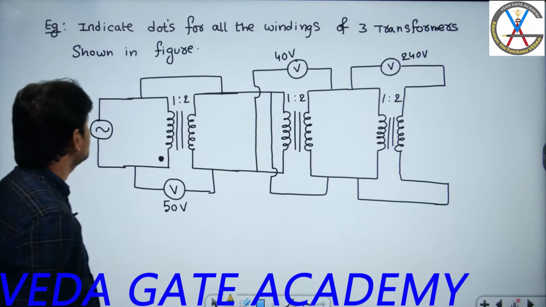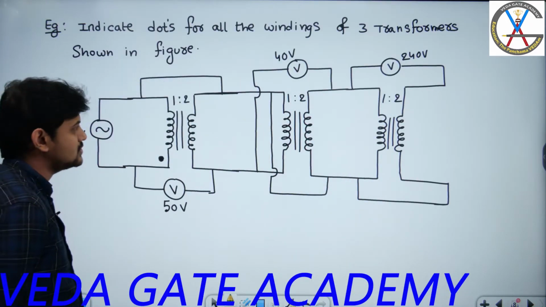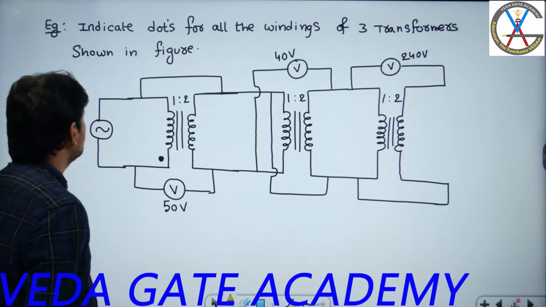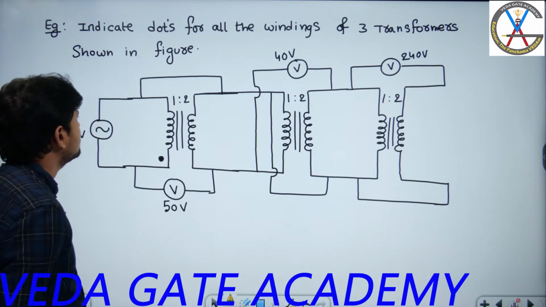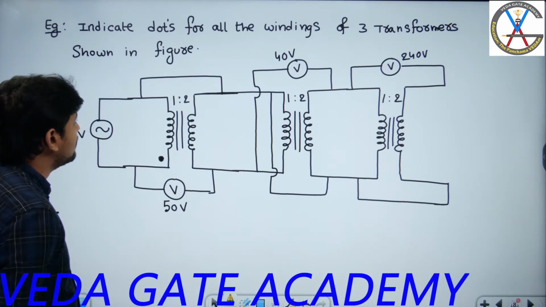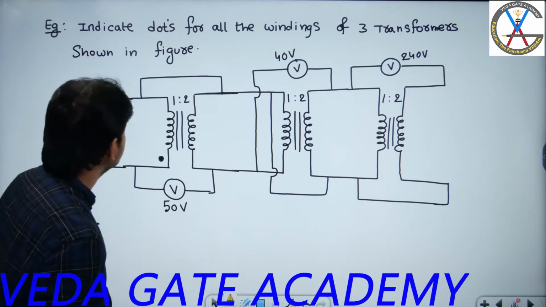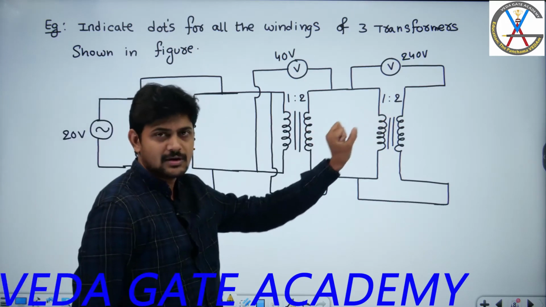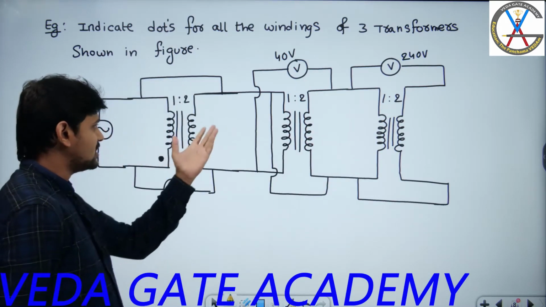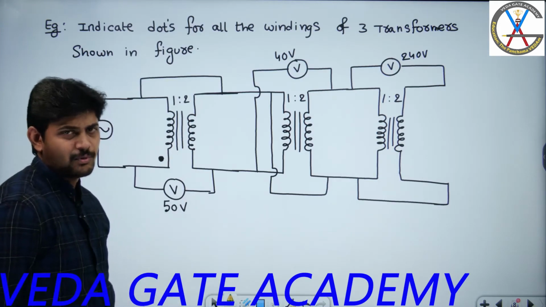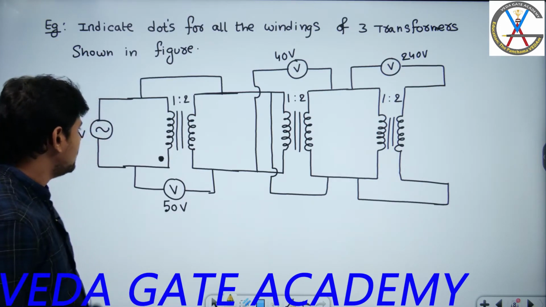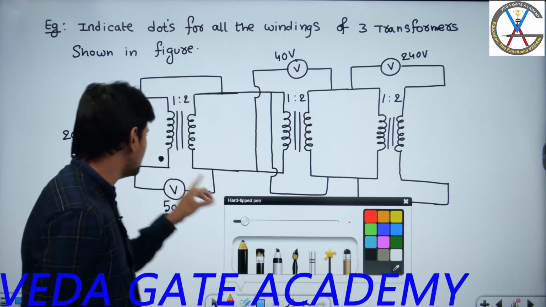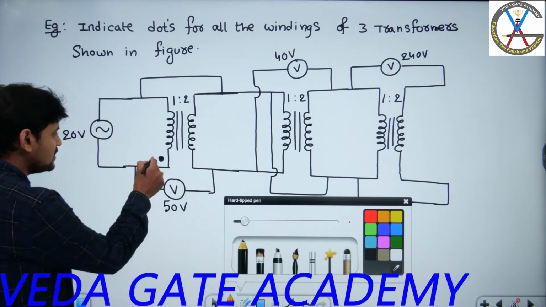This is a very simple question, which seems to be a very lengthy diagram, but it is very simple. What is the question? You need to indicate the dots for all the windings of three transformers shown in the figure. This is one transformer, second transformer, third transformer. These transformers are connected according to the polarity test. If you observe clearly in this diagram, they have indicated the dotted terminal over here.